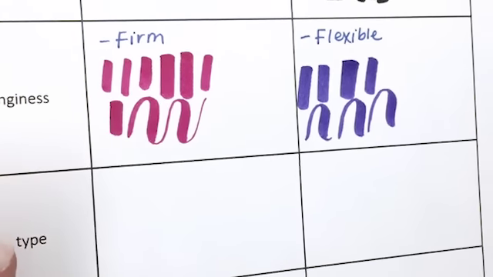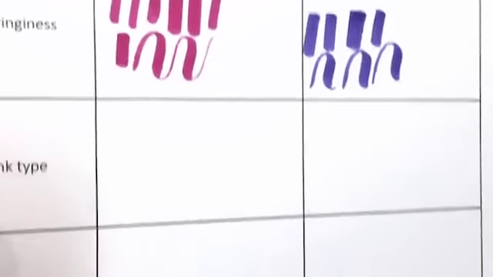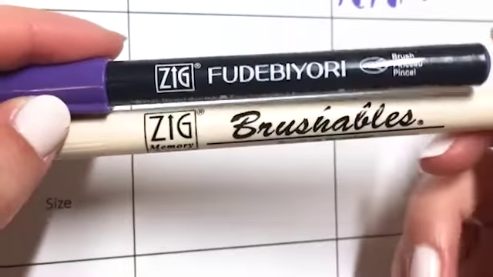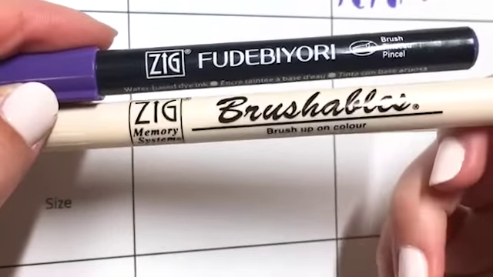Okay, so those are firm and flexible. The next category that we're going to look at is the ink type. Okay, so I'm going to show you two pens. The two pens I'm going to show you for this are both Zig brand. You can see they're both Zig, and the first one is Fudubiori. The second one is Brushable.